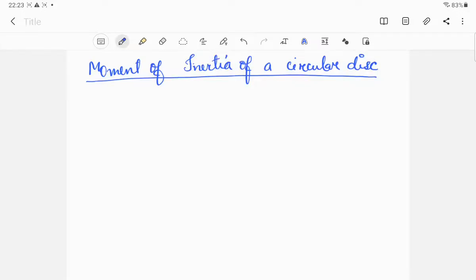Hello dear students, today we are going to find out the moment of inertia of a circular disc. The introduction to the concept of moment of inertia as well as its physical significance has already been discussed in the class. Today we are just going to derive the expression for the moment of inertia for a circular disc.